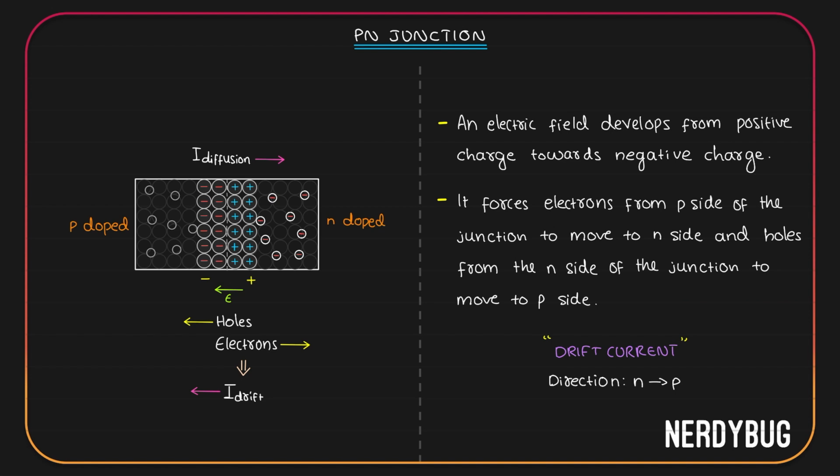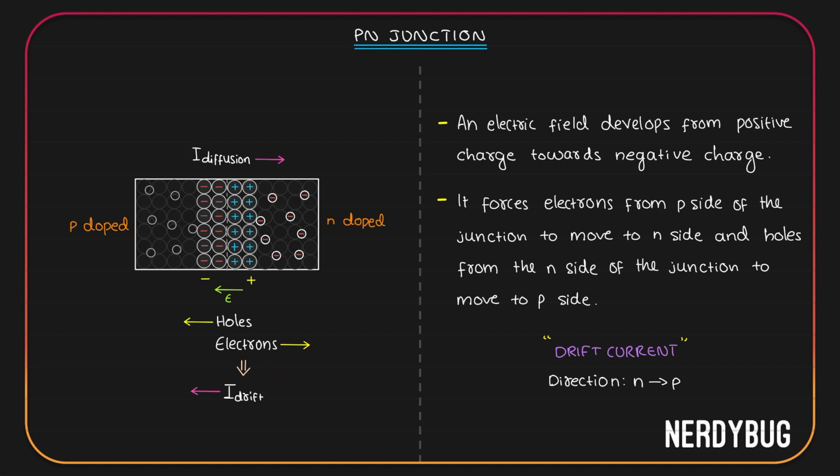As the diffusion progresses, more holes will go from the P side to the N side and more electrons will go from the N side to the P side. This will make the positive charge over here and the negative charge over here stronger, but that will make the electric field stronger. Then the electric field will be able to push the holes and the electrons back to their original position even better. Because of that, the drift current will increase. In simple words, we can say as the diffusion current increases, the drift current also increases.